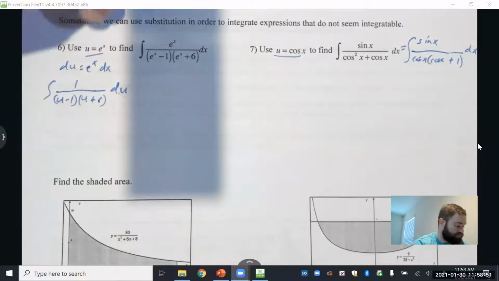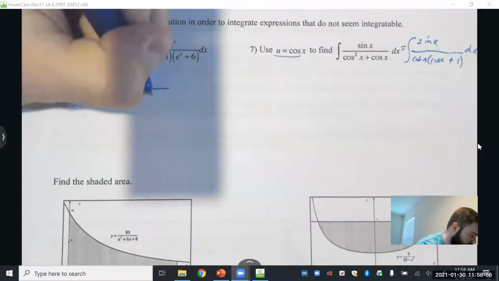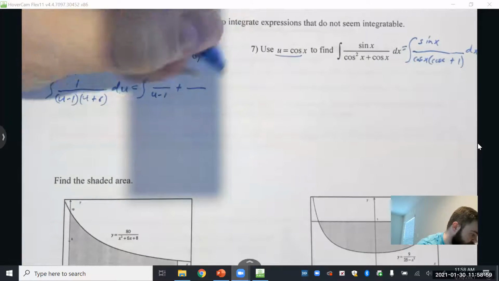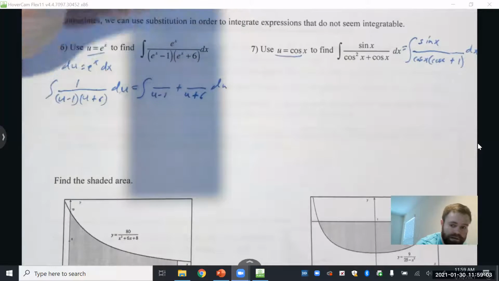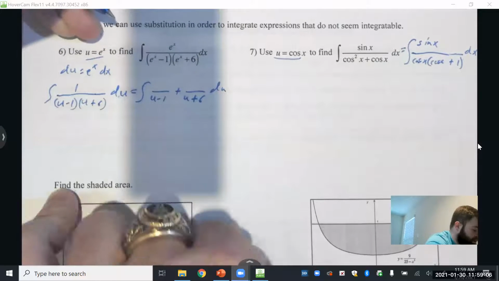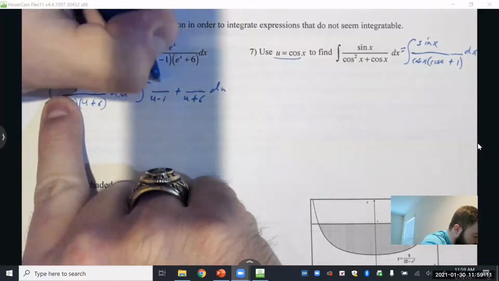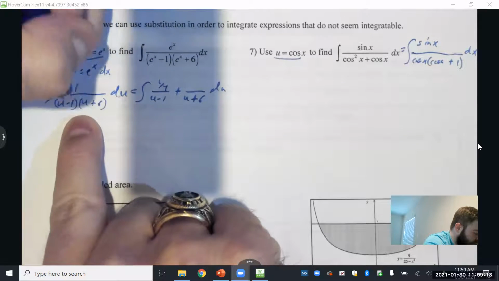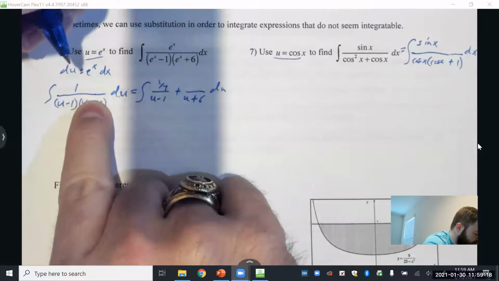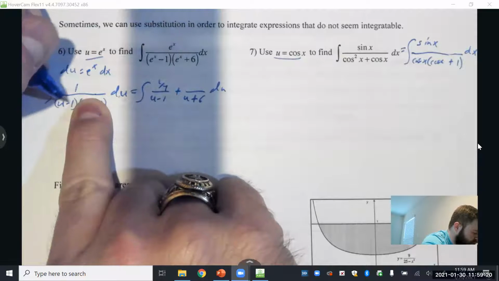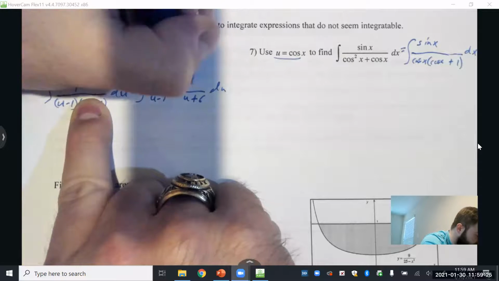So now we need some partial fractions. It'll be something over u minus 1 plus something over u plus 6, du. So I'm going to cover up the u minus 1 and plug 1 in. When I do that, I get 1/7. I'm going to cover up the u plus 6 and plug negative 6 in. Negative 6 minus 1 would be negative 7 on the bottom, so it'll be negative 1/7.